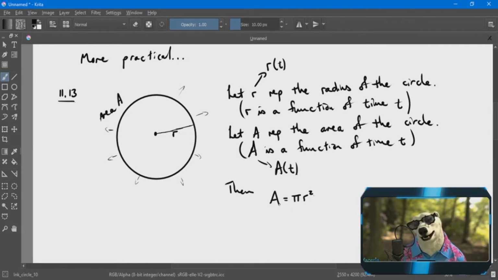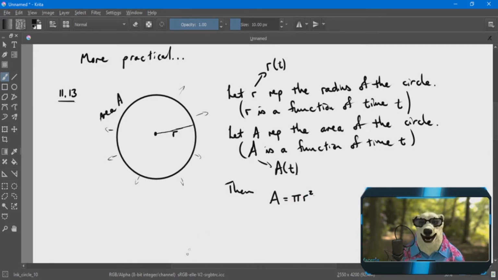Even though these two are related to each other, they are individually changing as time passes. As time passes, the circle is expanding, the radius is increasing, the area is increasing over time. We don't know what those functions are. There's some functions we'll never know. But these two functions change in a connected way according to this equation.